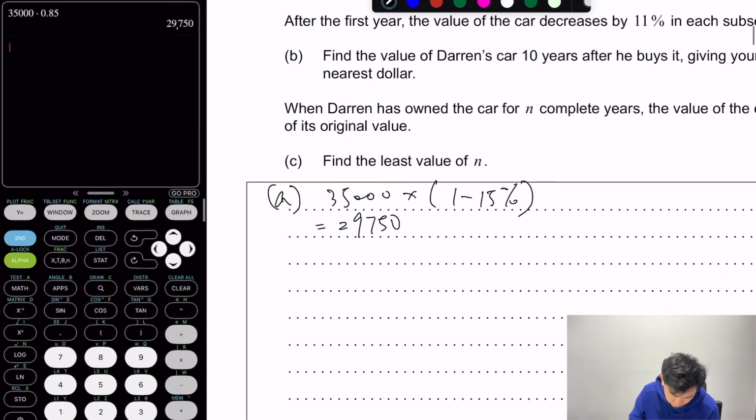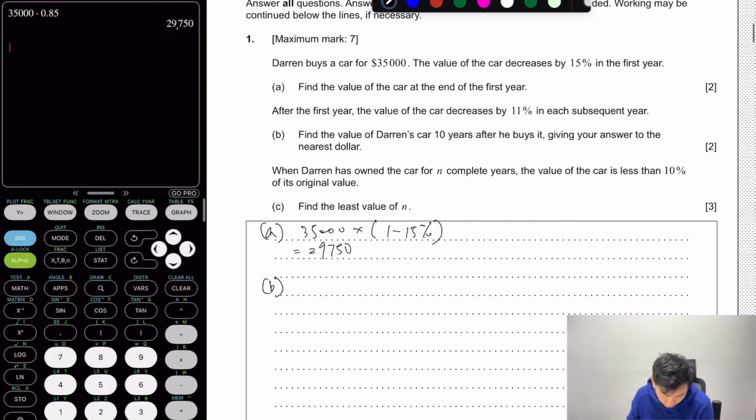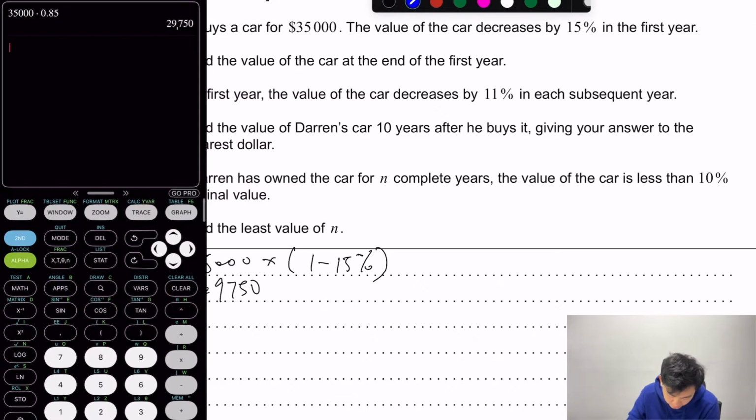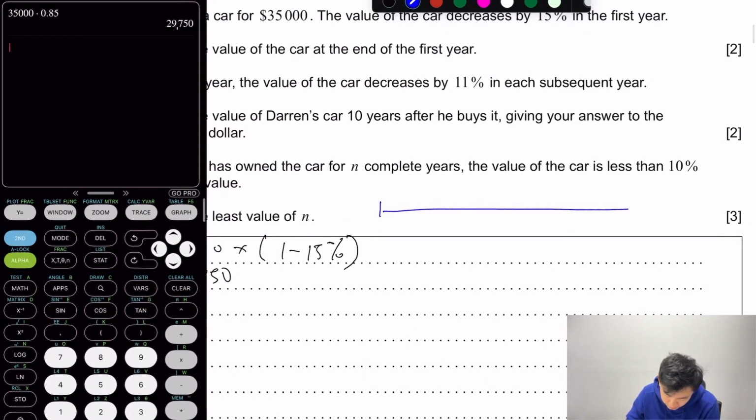So next, part B. After the first year, the value of the car decreased by 11% in each subsequent year. So find the value of Darren's car in 10 years, give it to the nearest dollar. So for 10 years, how does that exactly go? We have to draw a little bit of the timeline first. Right, that's year zero, and that's year one, and then year two, and then year three, all the way up to year 10, right? So after the first year, it's going to be 1 minus the 15%, right?